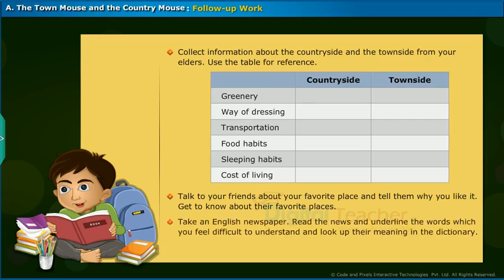Take an English newspaper, read the news and underline the words which you feel difficult to understand and look up their meaning in the dictionary. Gather your friends and plant a few plants in your school garden.